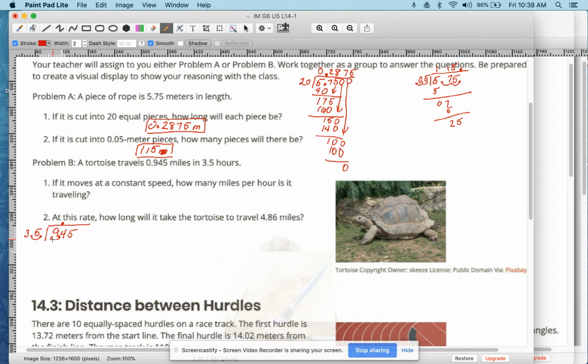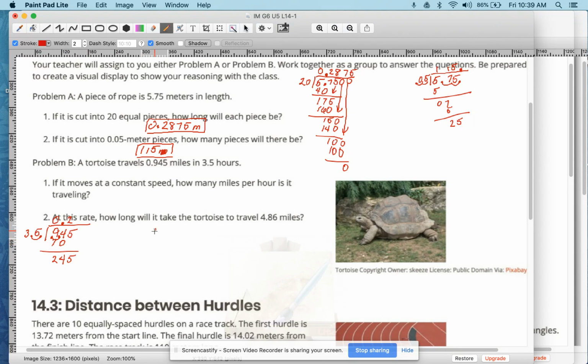So I have 35 going into 9, which is 0. 35 into 94 goes twice. 35 times 2 is 70. When I subtract, I get 24, and I bring down the 5. And then I have to say, well, 35 goes into 245. And remember my trick. I'm looking at the last digit, 5, and I have to multiply it by something that's going to end up in 5. Well, 2 times 5 is 10, so that won't work. 3 times 5 will work, but that's not going to be big enough. How about 4? That's going to be a 0. 5 times 5 might be big enough.